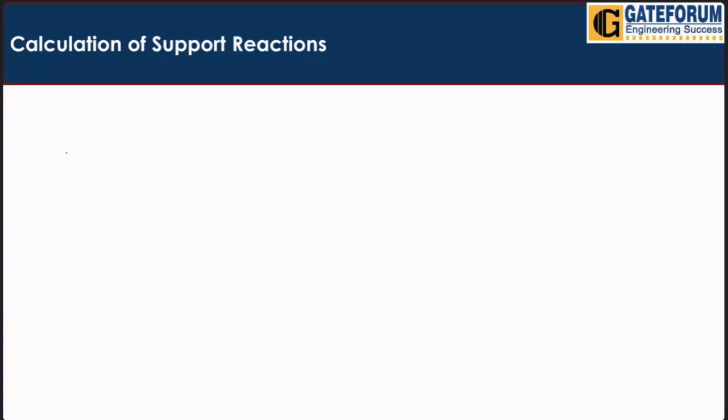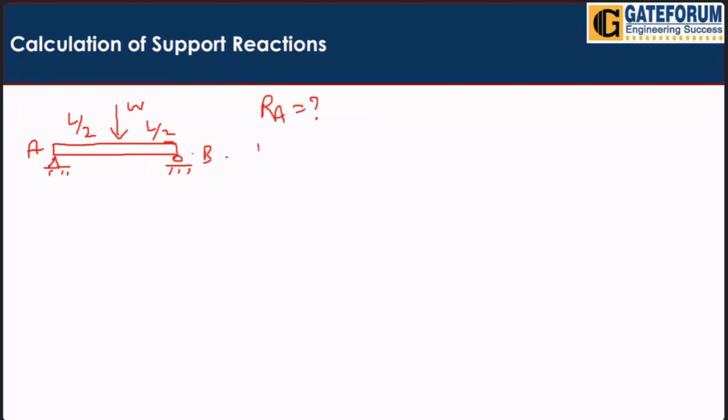Here, suppose I'm writing that we have one hinge and a roller support, that is a simply supported beam, and one point load W is acting at the center, at L by 2 length. So how can we write RA and RB, the support reactions? This is point A and this is point B. Find out the support reaction RA and the support reaction RB. Very simple: just remove the support and you will get the support reaction RA here.